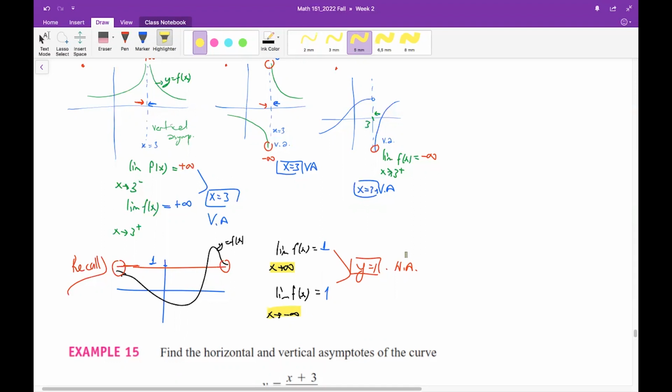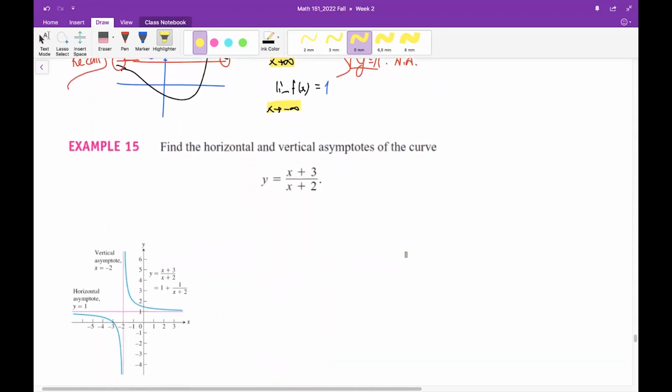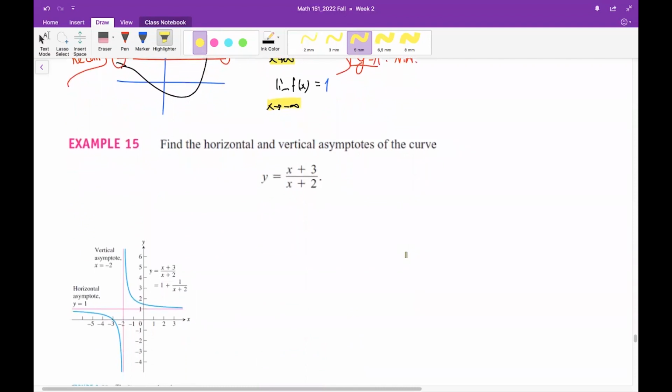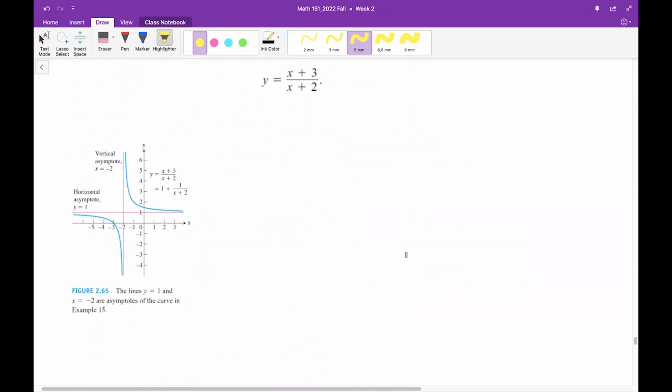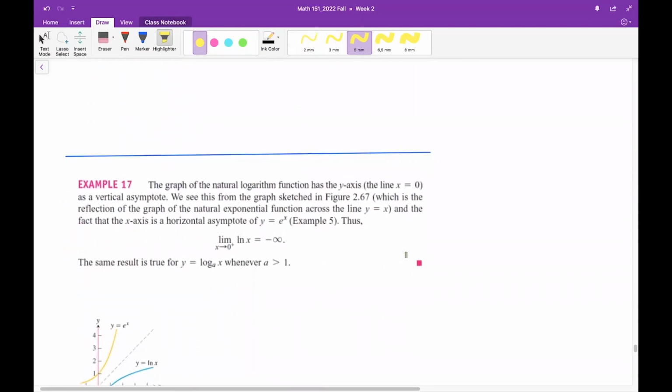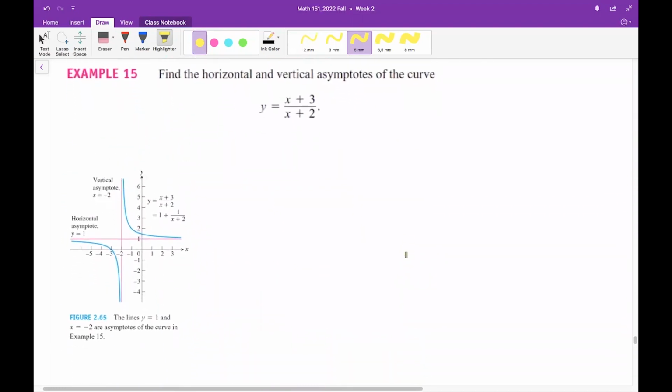So, what else? We can work on this example. Find the horizontal and vertical asymptotes of this function. Okay, let's go over it.